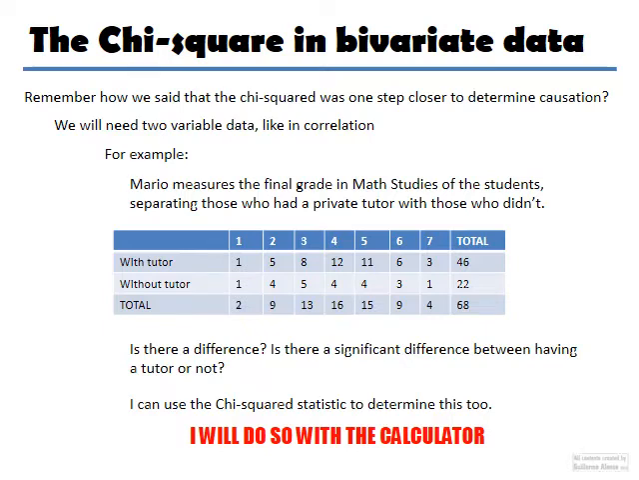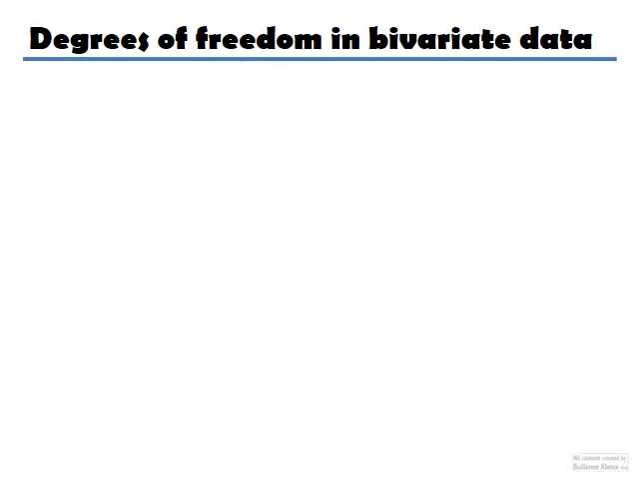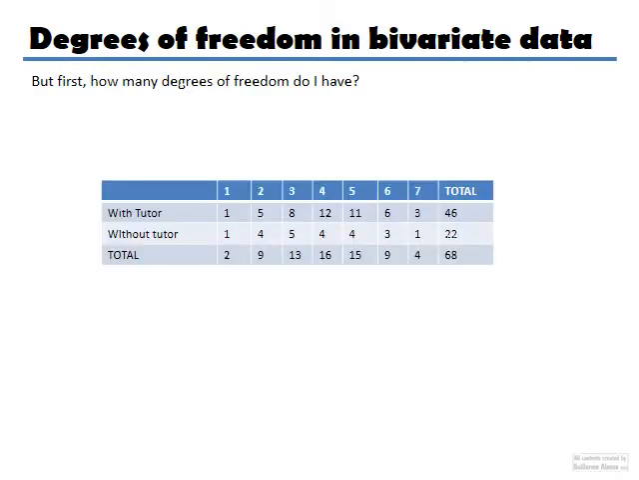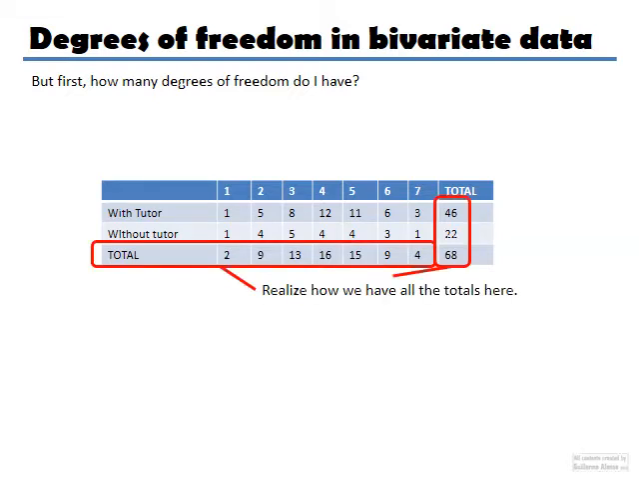First of all, let's talk about degrees of freedom in bivariate data. Now let's look at my table again. Realize that I have all the totals here and all the totals here, right? So the moment that I put this value here, this one is automatically determined because I have a 2 here, so this one is going to be a 1. The moment that I put this 5 here, this one's automatically going to be determined to be a 4. And here, of course, something similar happens.